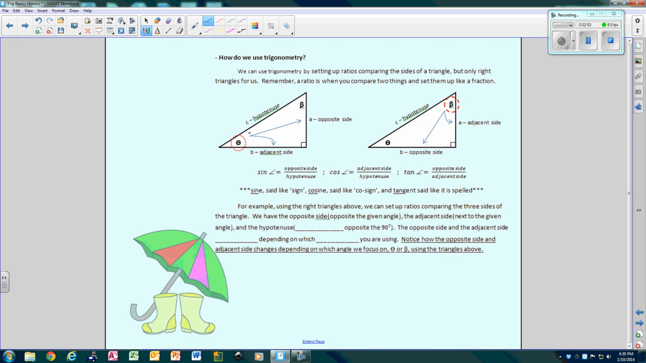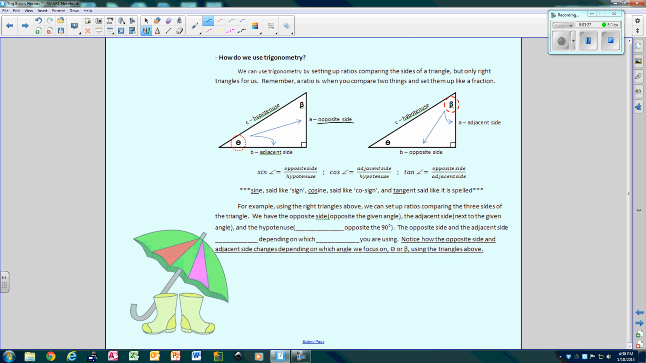The first thing you're always going to have to do is circle the angle that you're referencing. For example, in this particular problem, we're going to reference the angle theta. So you look across, this is your opposite side. This side is next to your angle, so this is your adjacent side. The hypotenuse is just like in Pythagorean theorem, it's still the hypotenuse, it does not change. Now, in the very same triangle, if we reference beta, now this side is adjacent, and that side is opposite. The hypotenuse still did not change.